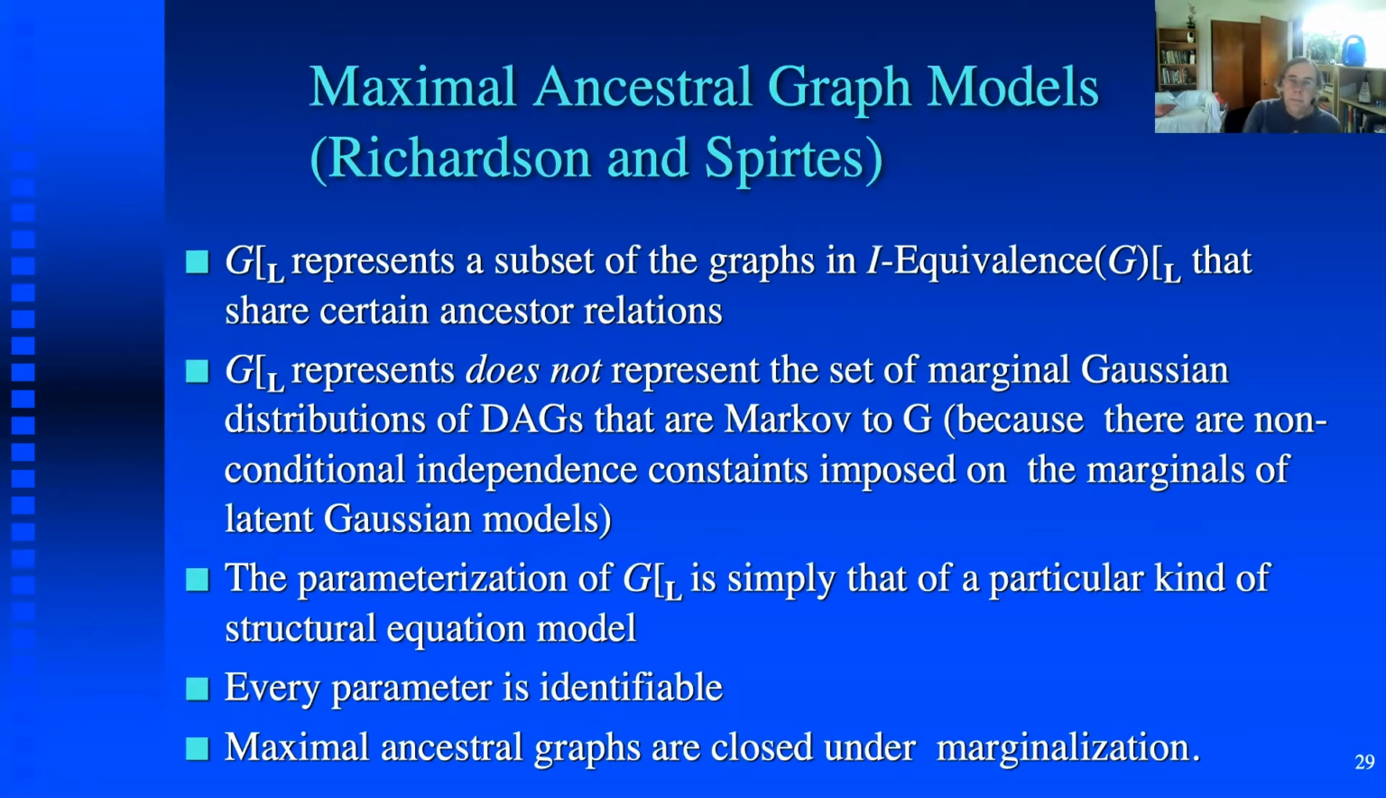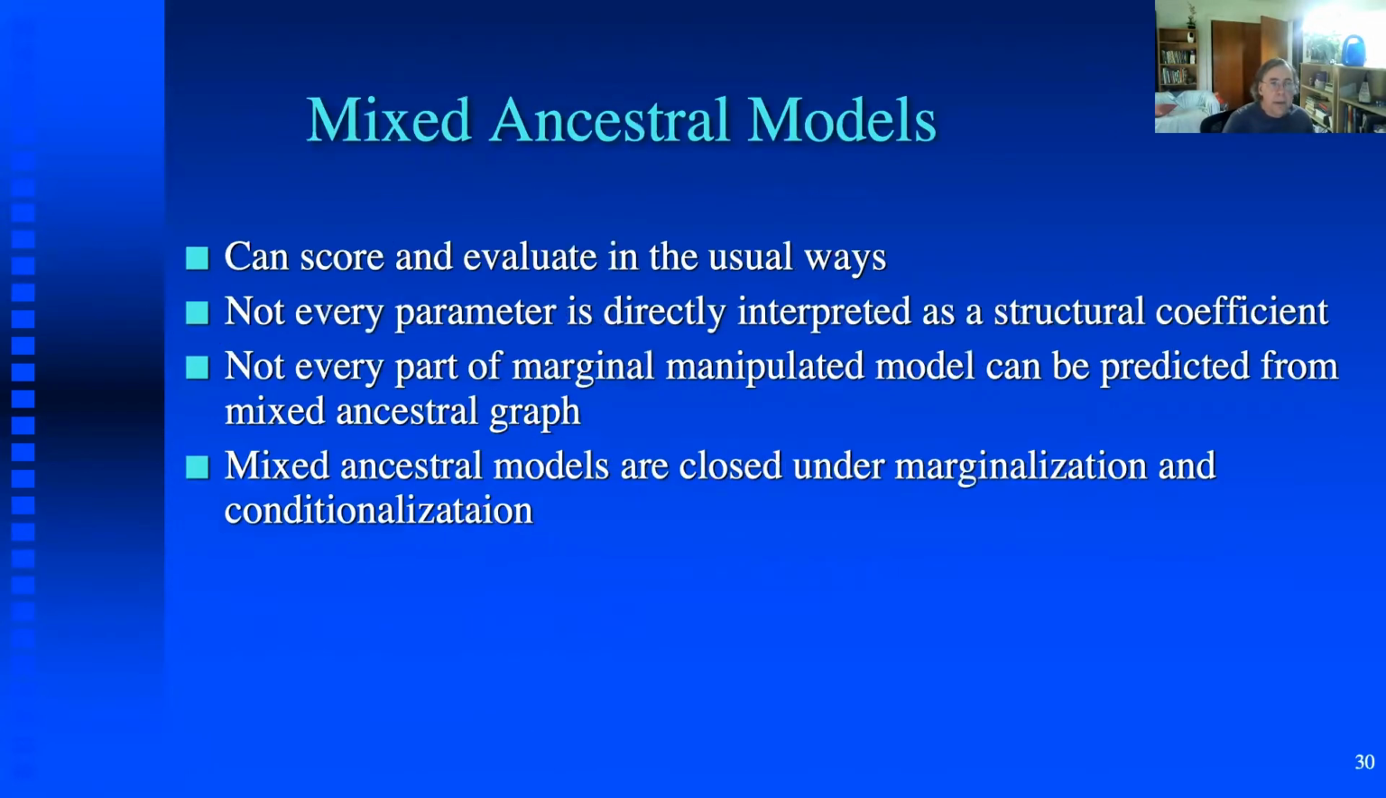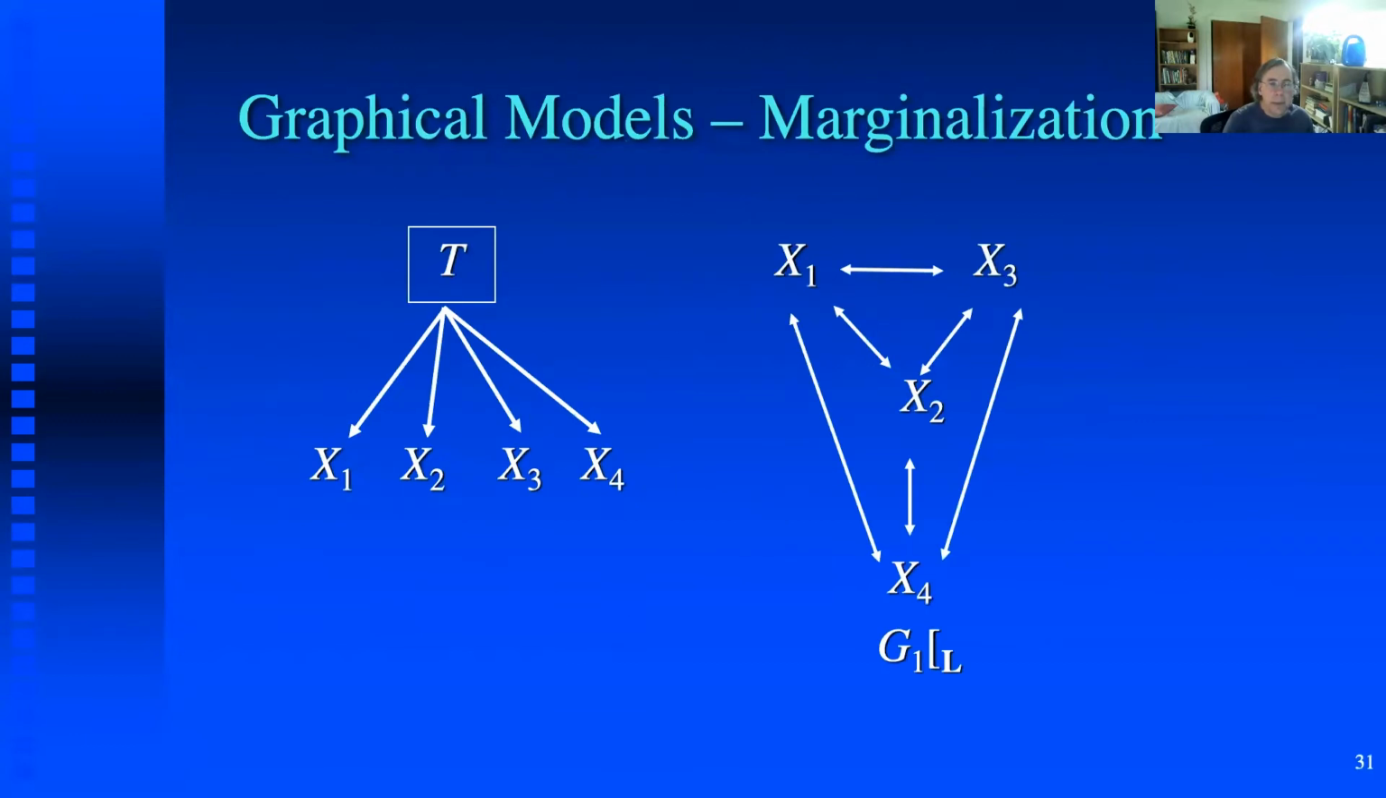Okay, so this maximal ancestral graph that I'm going to construct represents a set of the graphs that share certain ancestor relationships. So I'm going to take G, and the I-equivalence just means Markov equivalence. I'm going to marginalize those graphs, and they will share certain ancestor relationships. So let me give an example here.